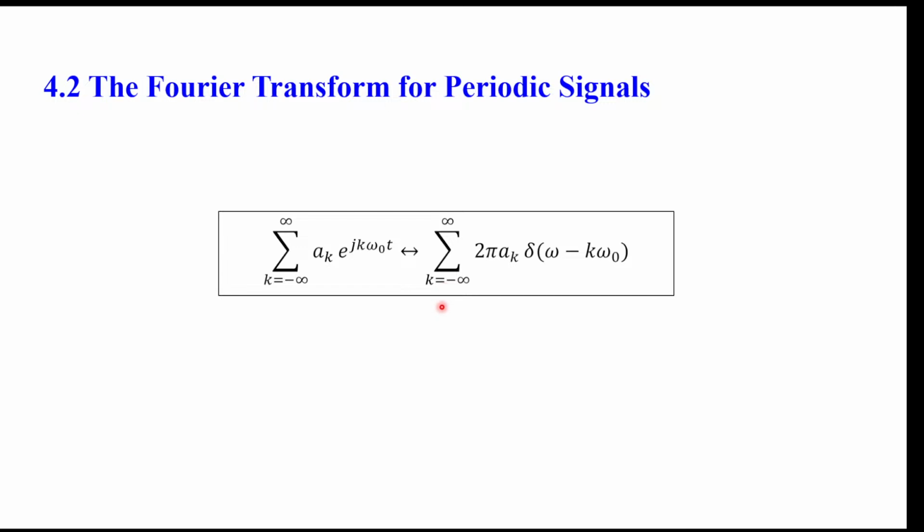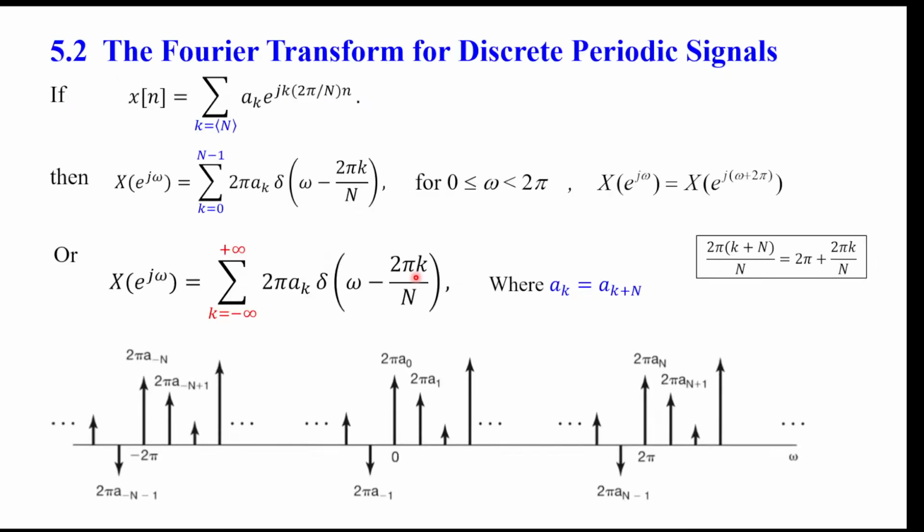This is for the continuous time case. And for the discrete time case, we can also do a similar thing. So if your x of n is written as this summation over k of a_k e to the jk 2 pi divided by big N times small n.